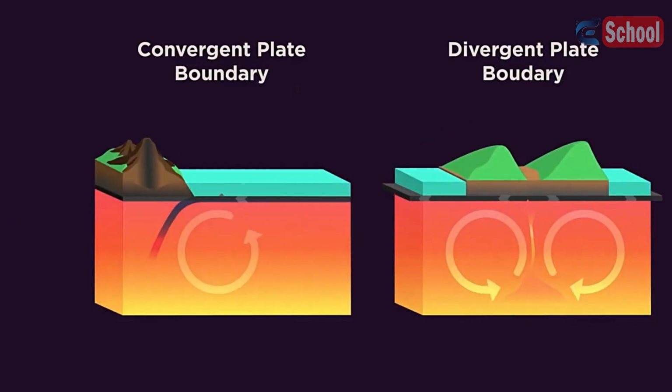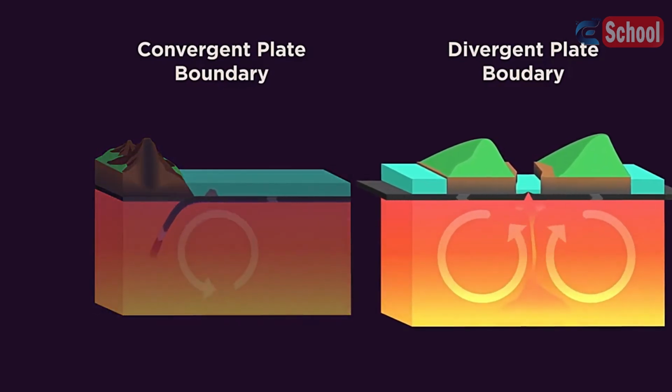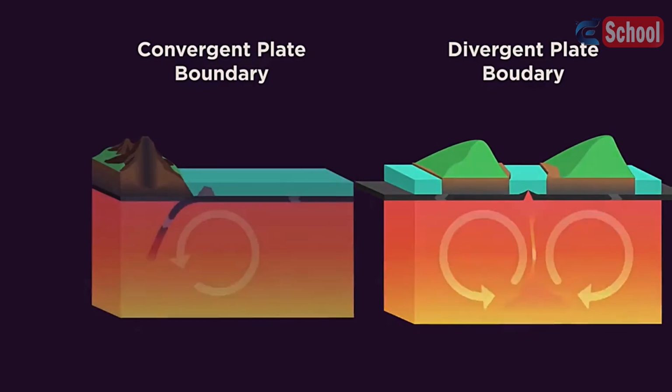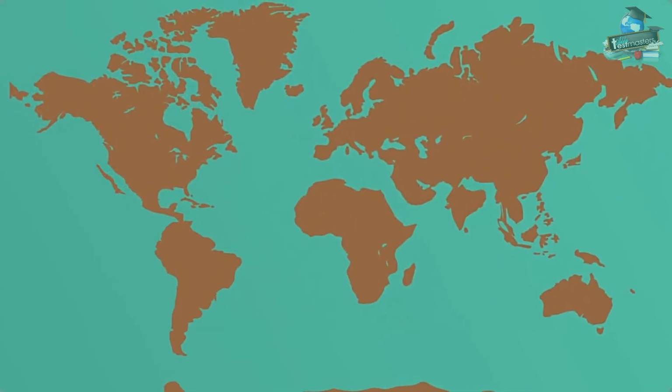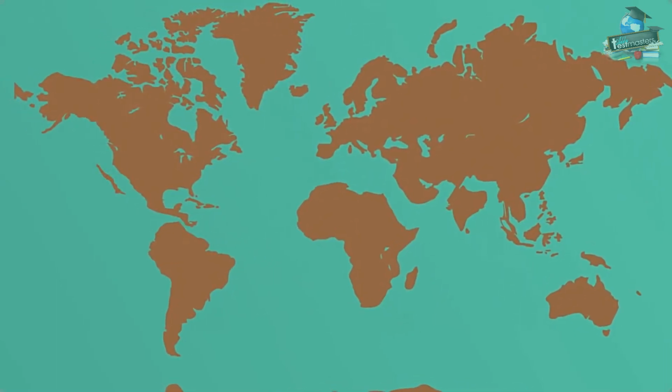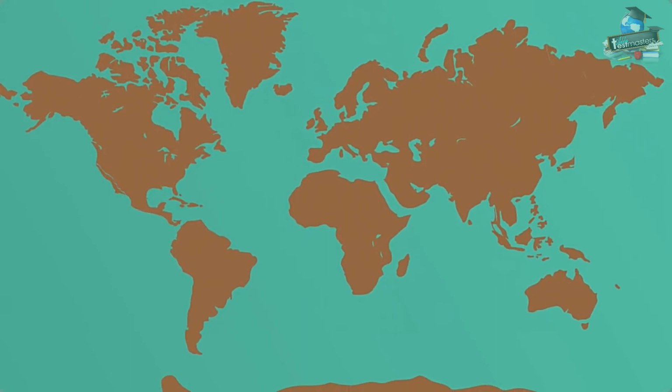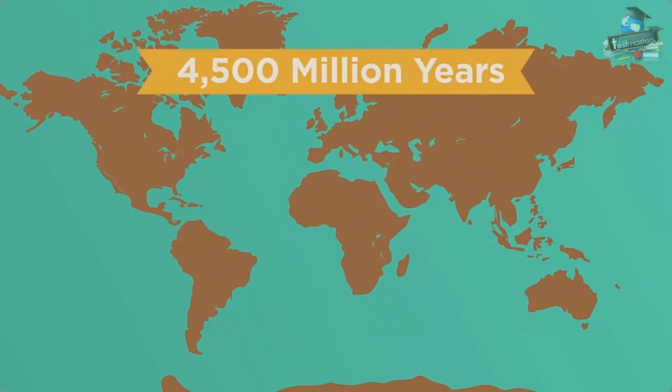Oceanic crust is never more than a few 100 million years old, because it is constantly being created at mid-oceanic ridges and consumed or subducted at convergent boundaries. However, continental crust has simply been carried around, broken apart and brought together ever since the formation of the Earth 4,500 million years ago.